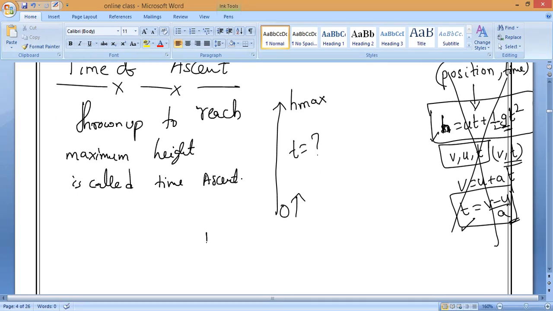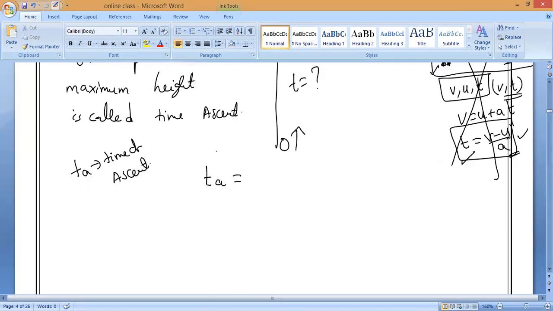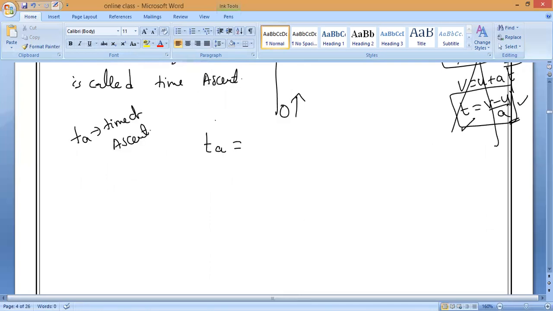And a very simple formula. Let us take time of ascent as TA. We call it TA. Using the first or second equation to calculate time is definitely difficult and will take time. That is why we'll use a shortcut formula and solve directly. The formula is U by g. That's all. It will give you the answer. Now you tell me, will the U value be known or not?